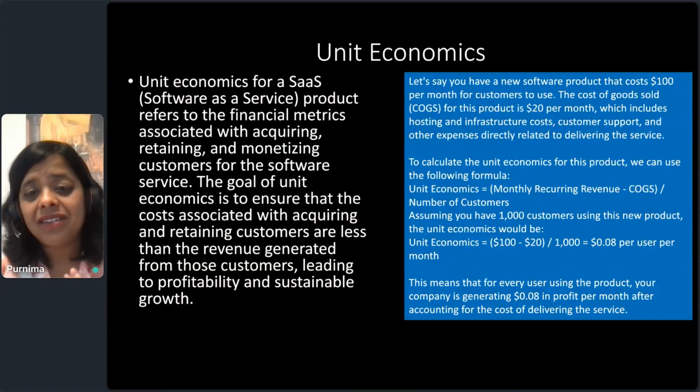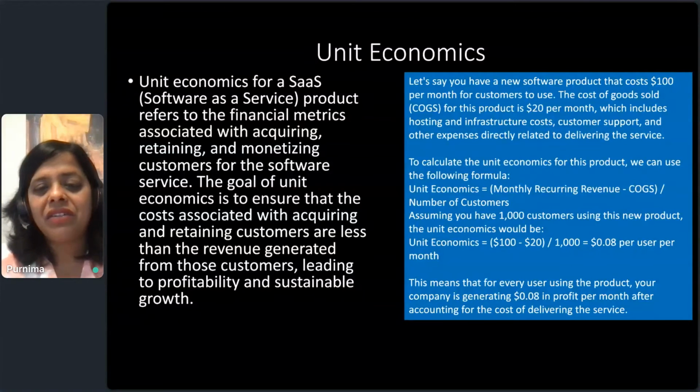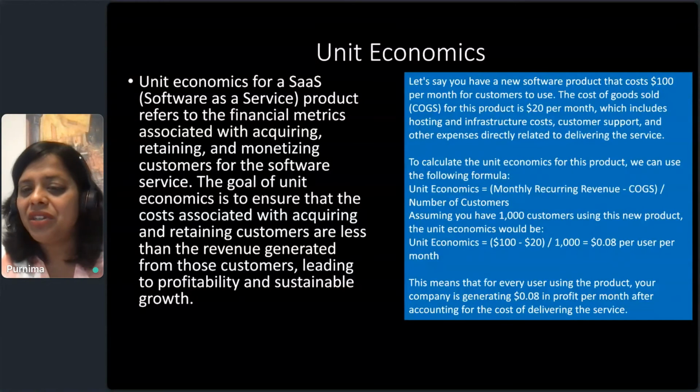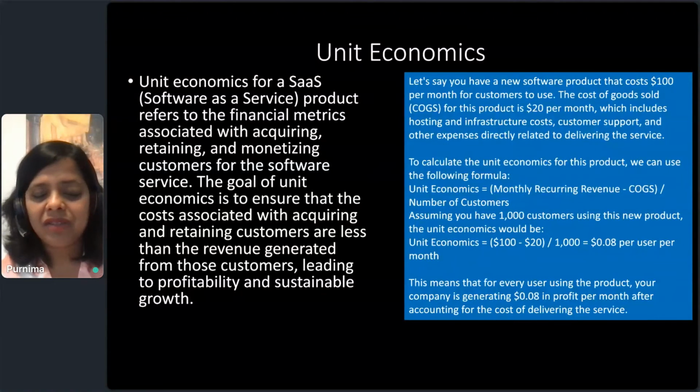This is a software product. This is an actual product. So you have a new software product. It's costing the customer $100 per month to use. That's how much you charge the customer. Now you've calculated your cost of goods sold, which is, what is my hosting and infrastructure cost? What is my customer support? Is a dedicated CS required for it? Is there a technical account manager assigned to it? How many bugs do I have to fix? All that stuff goes into your cost of goods sold.